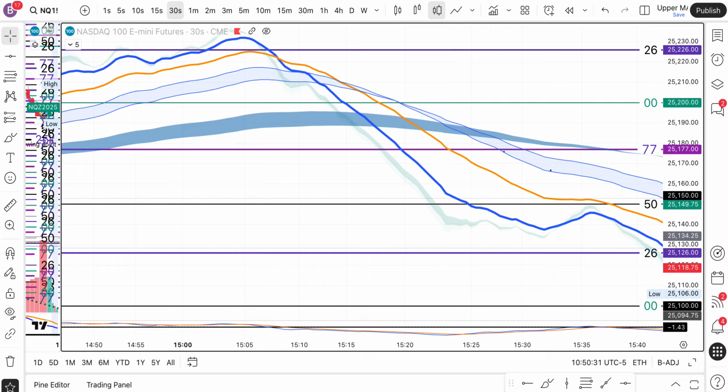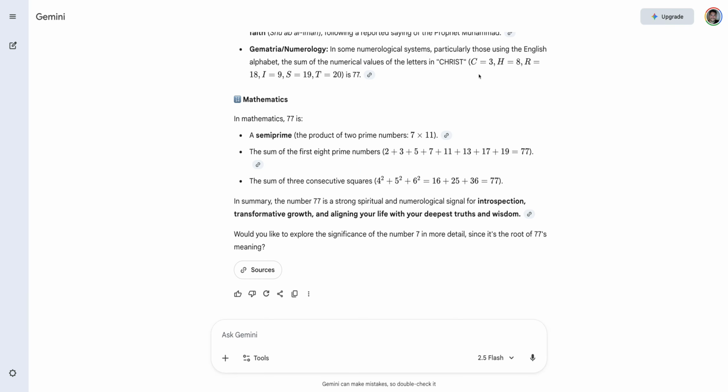It's hard for me to understand it, but I did a quick Google Gemini search about the relevance of the number 77, and it just gave me three things. It's a semi-prime number, the product of two primes. It's the sum of the first 8 primes, and it's the sum of 3 consecutive squares: 4 squared, 5 squared, 6 squared. It says that it's a strong spiritual numerological signal for introspection, transformative growth, aligning your life with your deepest truth and wisdom. So I don't know, man.